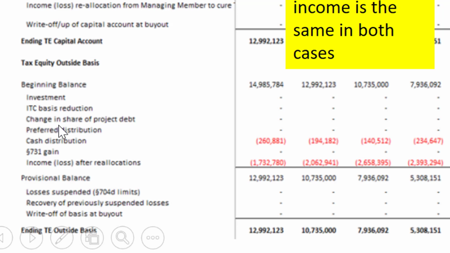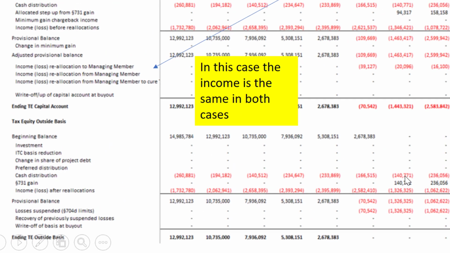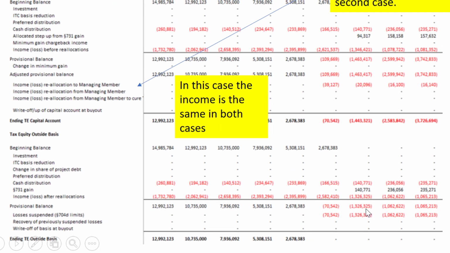Change in project debt, take that out. Preferred distribution, you can take that out. Or, if you have a time-based flip, maybe leave it in. Cash distribution, 731 gain. That's the same as this. As you add it and subtract it when this becomes negative, that's a capital gain that I'll talk about later. And then they have the really important thing, which is loss suspended.